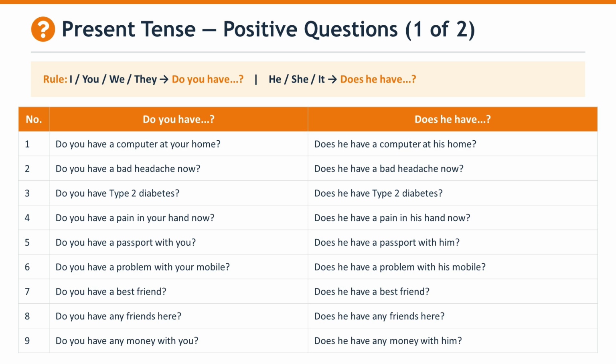Do you have a pain in your hand now? For he, does he have a pain in his hand now? Do you have a passport with you? For he, does he have a passport with him? Do you have a problem with your mobile? For he, does he have a problem with his mobile? Notice how your changes to his when we ask about he.